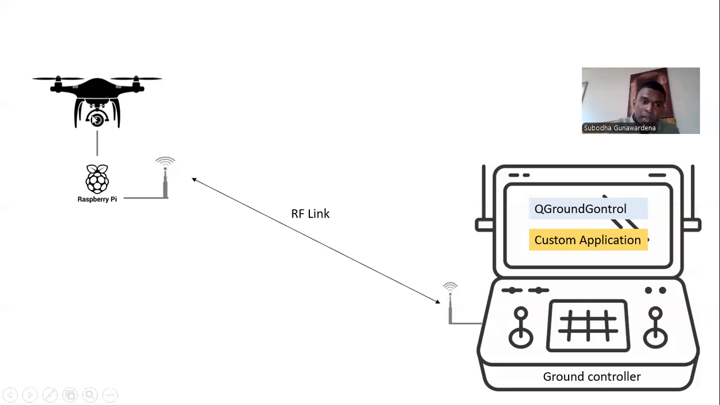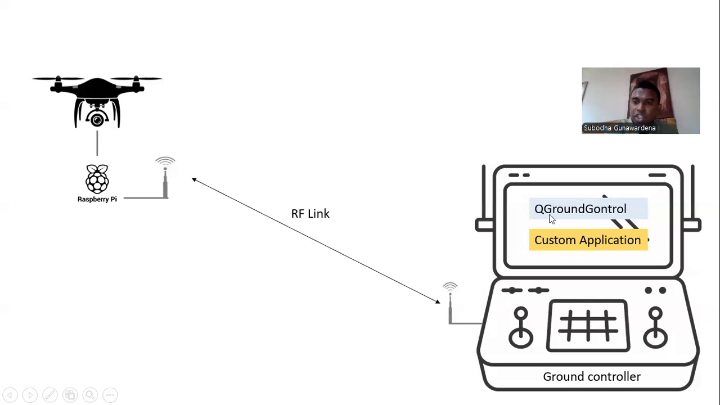So here we have the drone. Drone in the sense the flight controller. Drone is nothing without the flight controller. So I'm having only the flight controller with me. I don't have the frame right now. So we have the flight controller. We have a Raspberry Pi where we want to write our other applications, and we have the telemetry radio antenna. And that telemetry radio antenna is connected to a telemetry radio antenna in a ground station using the RF link.